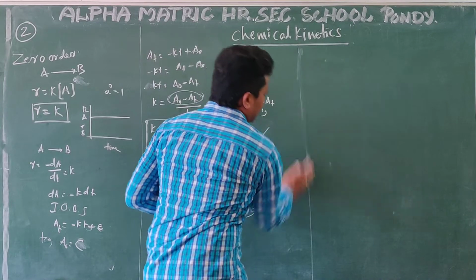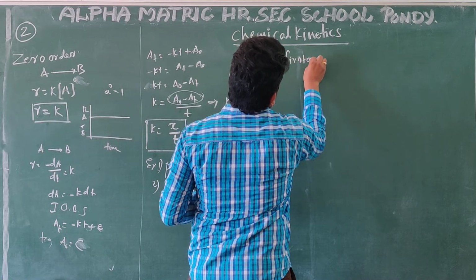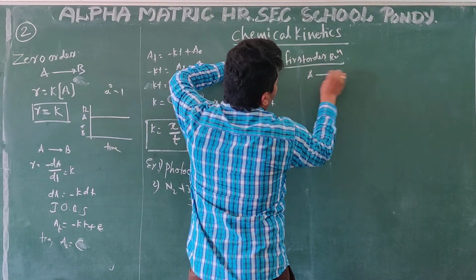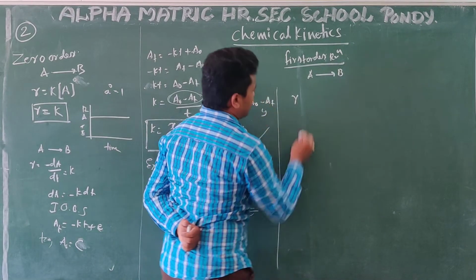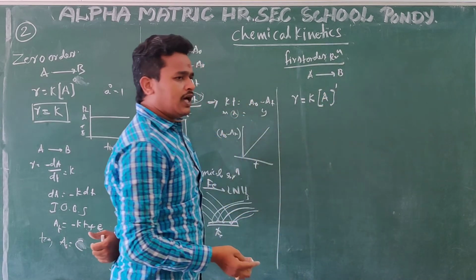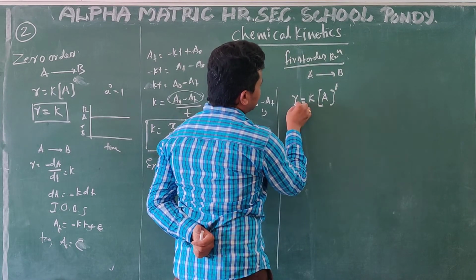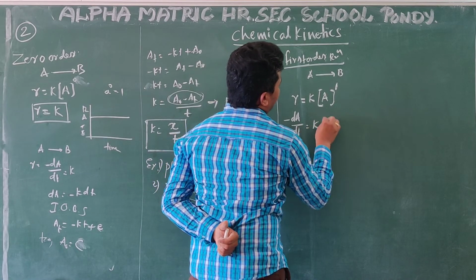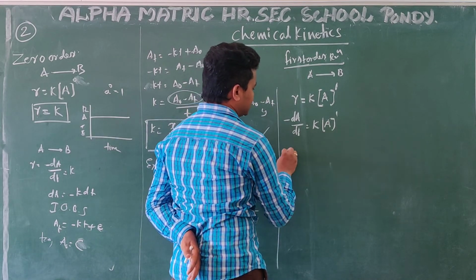In this first order reaction, directly I am giving the formula. What is the first order reaction? Again, A gives B. What is the rate law for this one? R is equal to k into A power 1. This is the first order reaction, so I am writing that here. What is the meaning of this R? Minus dA by dt, that is equal to k A power 1.